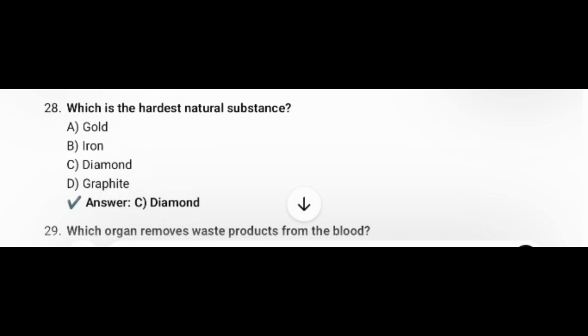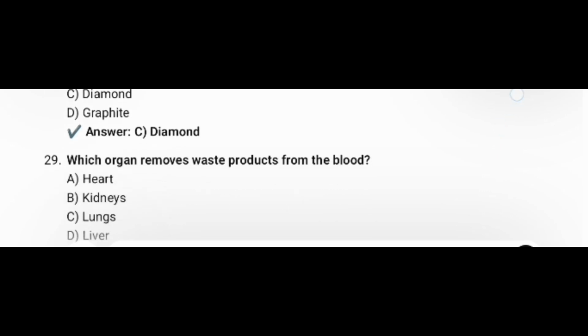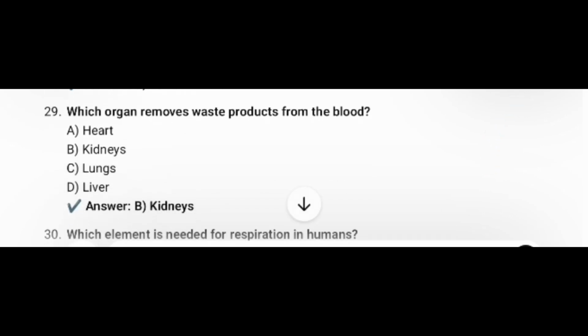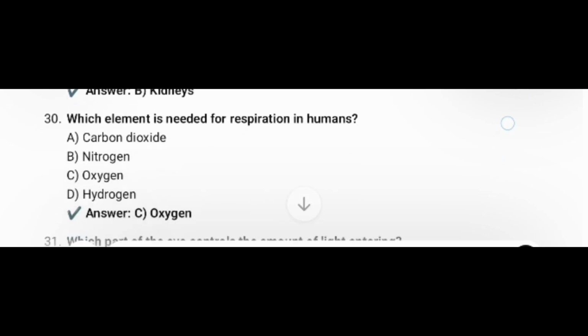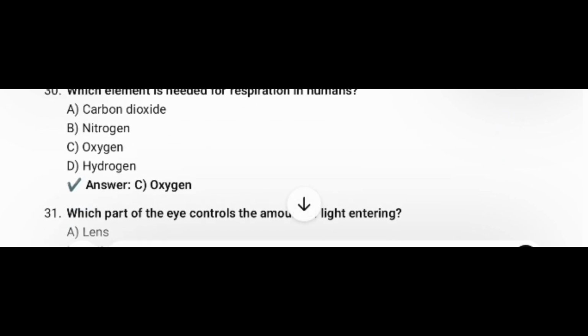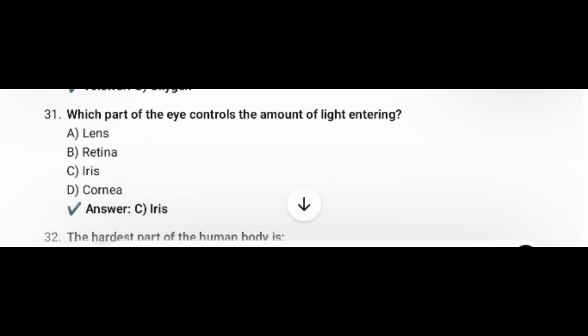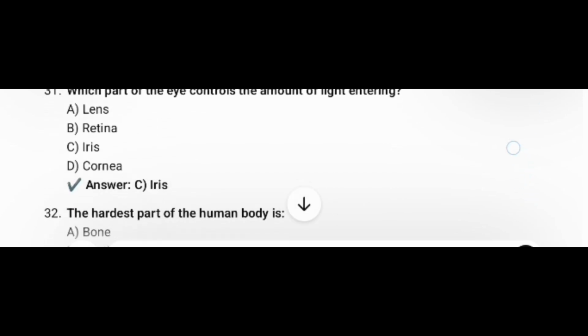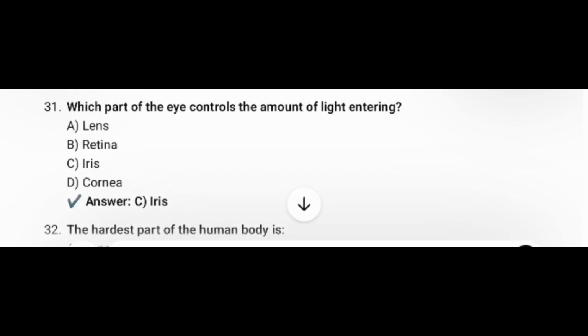Correct option. Next, which organ removes waste products from the blood? Correct option is option B, kidneys. Which element is needed for respiration in humans? Correct option is option C, oxygen. Next, which part of the eye controls the amount of light entering? Correct option is option C, iris.